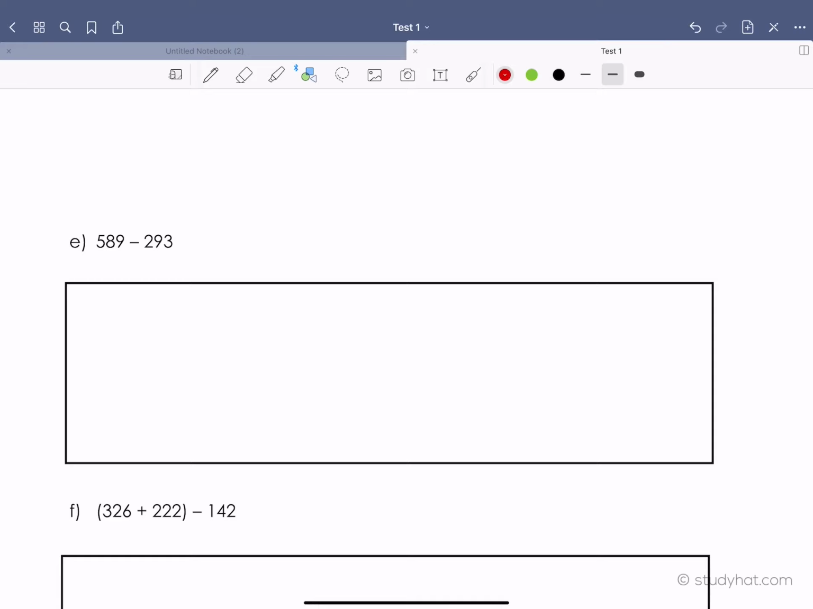Okay, now time for a subtraction. So, like always, let's write these numbers in nice columns.